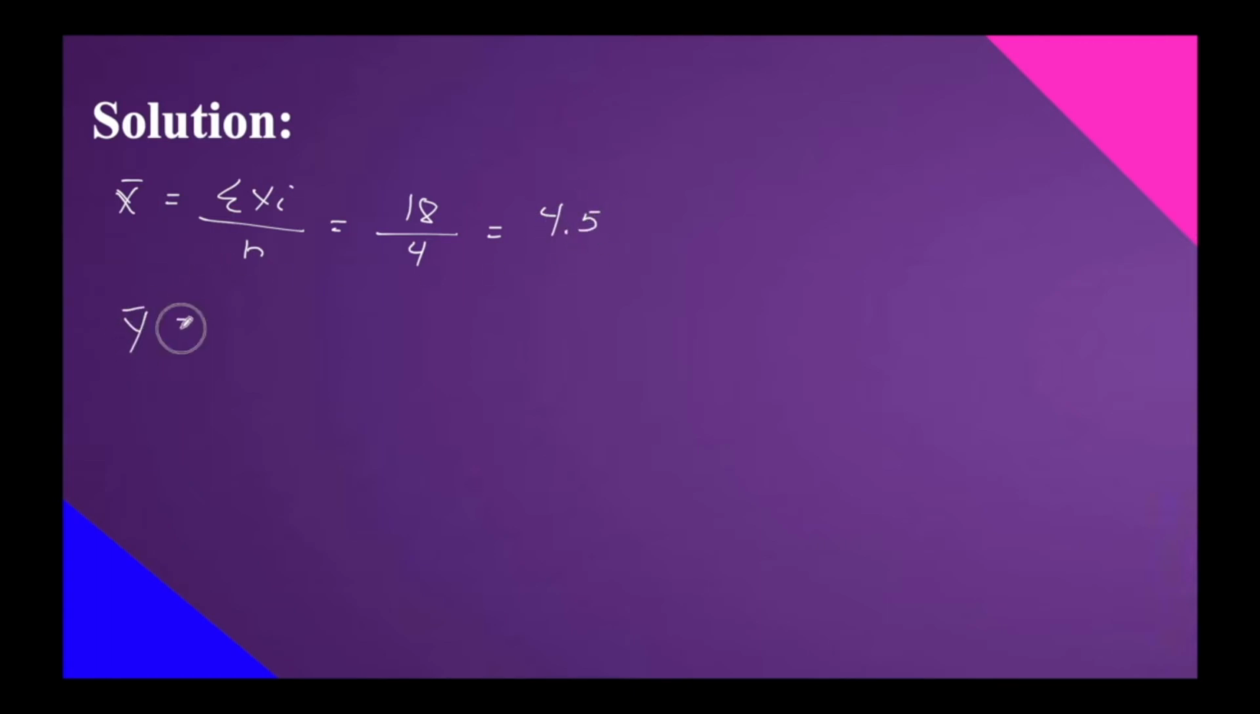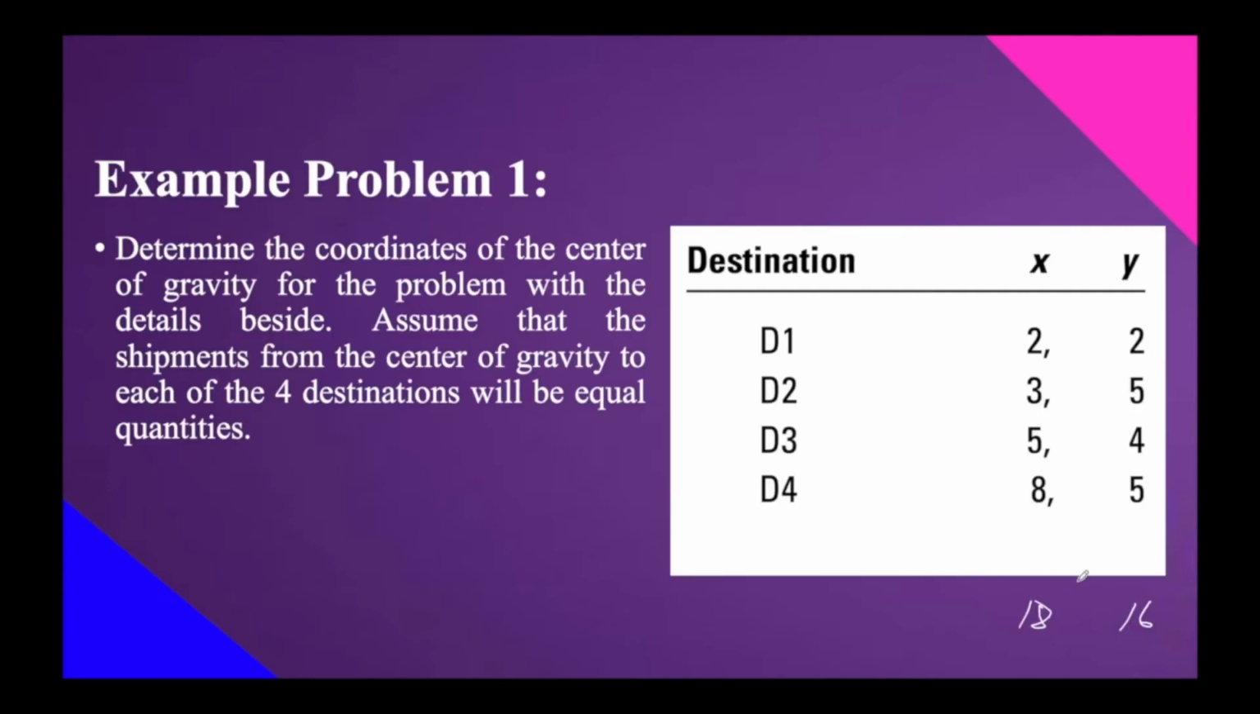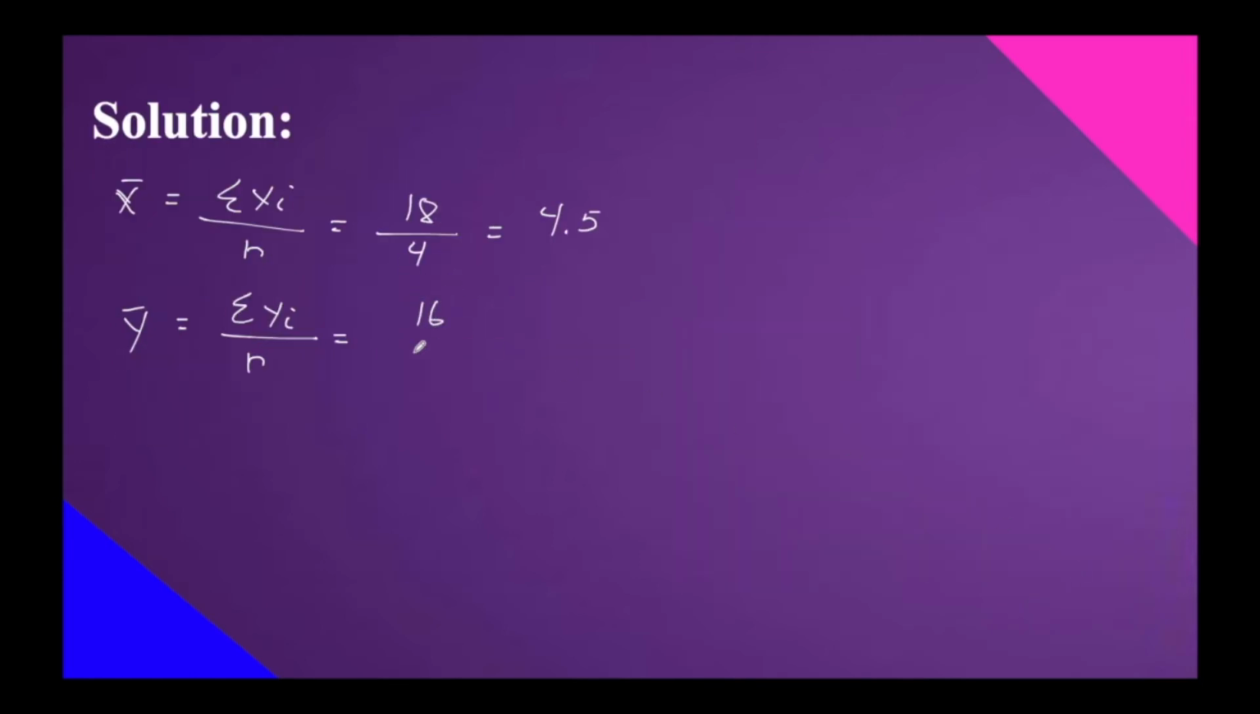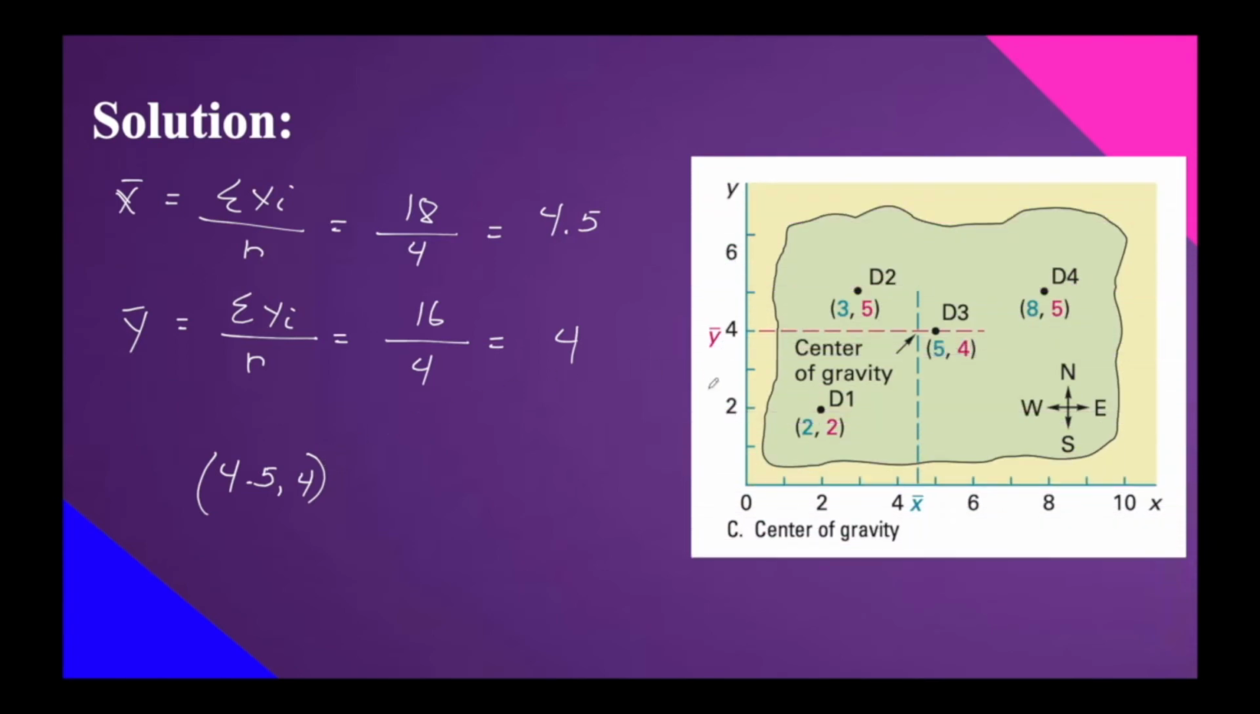Okay, for y bar, our formula here is the summation of y sub i over n. So, y sub i is 16. So 16 divided by n, which is 4. 16 divided by 4, this is equivalent to 4. So, our coordinate will be 4.5 and 4. Okay, so here it is on the graph. This is the 4.5 and the 4. So here we should have our new facility. We will build here. This is the right location, 4.5 and 4. So that is for our first example.